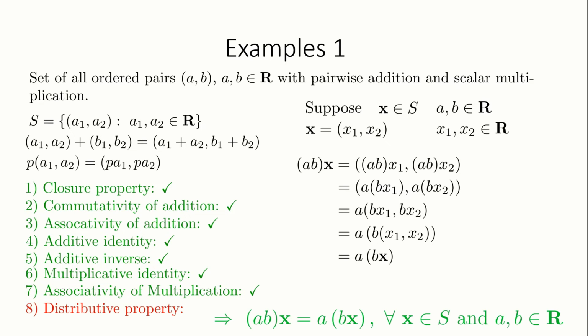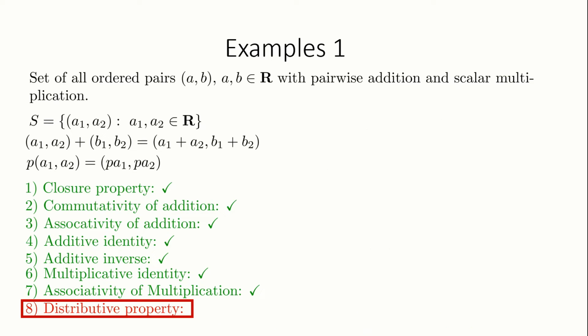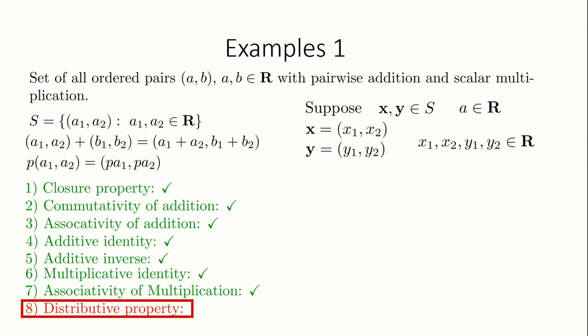The set S satisfies the seventh condition that the multiplication is associative. Eighth and the last property, which is about distributiveness of the multiplication over addition. Let's verify it. X and Y are any two elements of the set S, and A belongs to the field of scalars. Multiply A with the addition of X and Y.